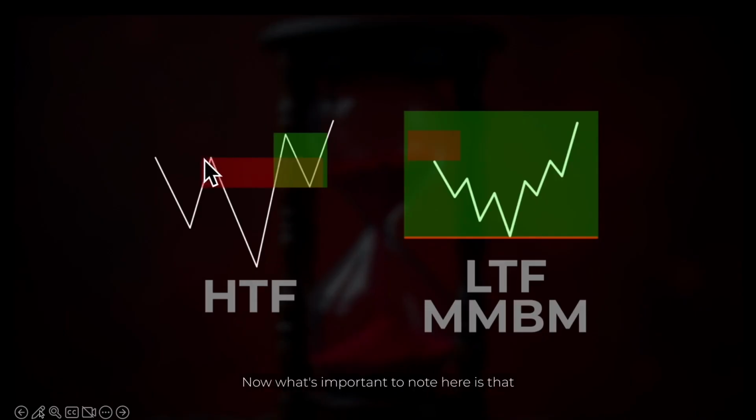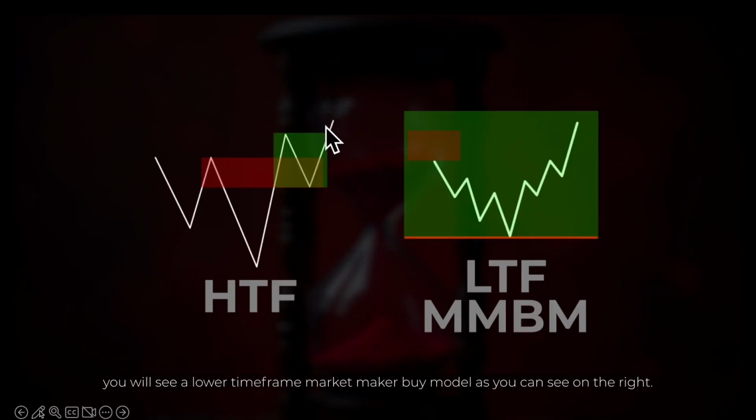Now what's important to note here is that the final run lower has to be in some form of point of interest, but that's something which we'll discuss way later within this model series. Notice that the market retraces into the price range of that bullish breaker, and we then see the market eventually expand towards the upside. Inside of the fractal of this retracement lower, followed by this expansion higher, you will see a lower time frame market maker buy model as you can see on the right.